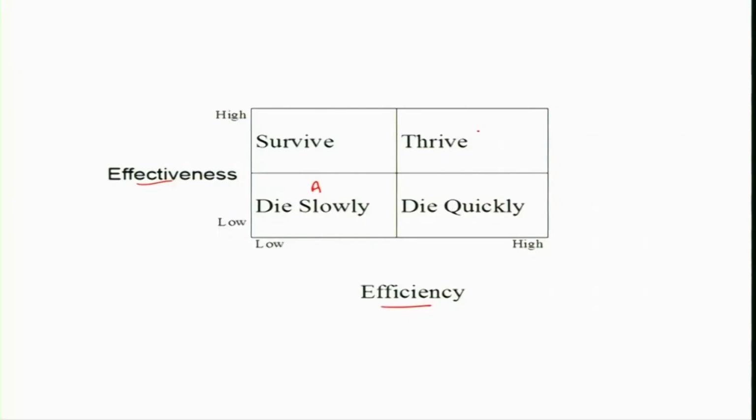is low, you are consuming more resources, your cost of production is high, and secondly the products do not have much demand in the market. You want to go to this particular cell D, that is thrive, where you want to enhance the product efficiency as well as enhance the effectiveness. Now, the question arises whether I should enhance efficiency first or I should enhance effectiveness first.